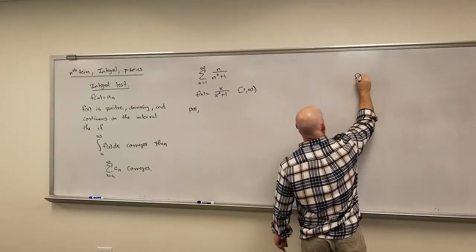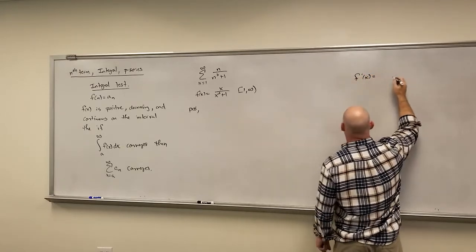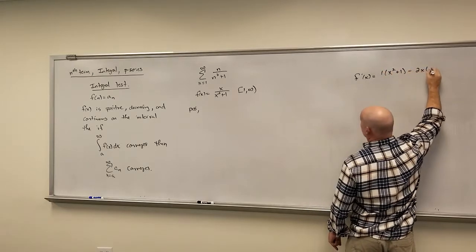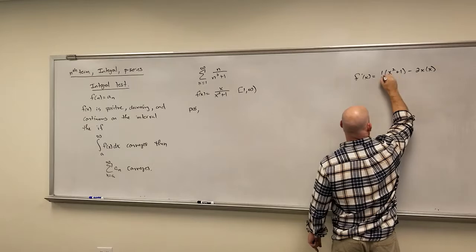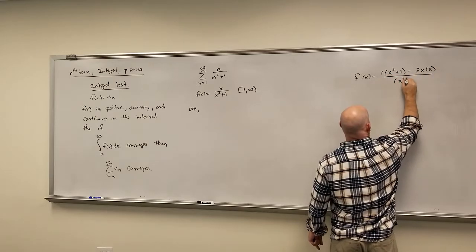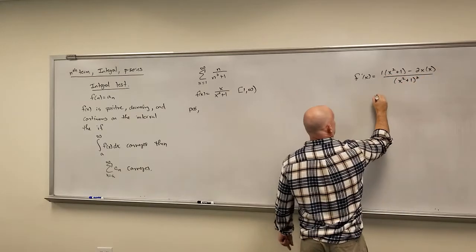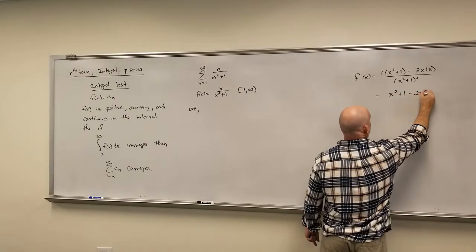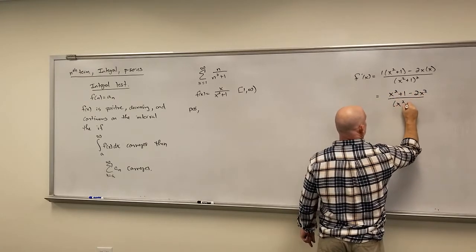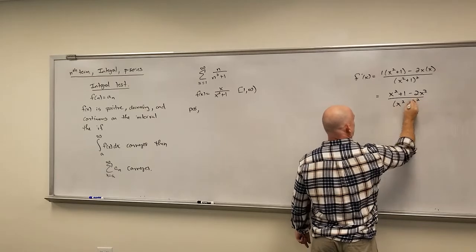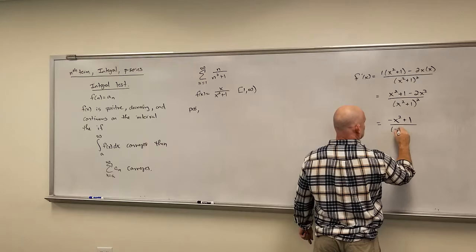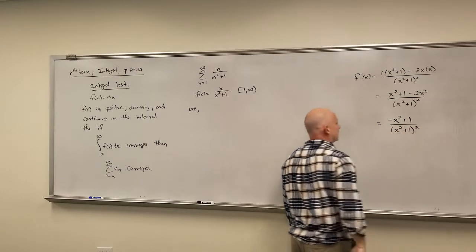So it's going to take just a little bit of work. So f prime of x, we're going to do our quotient rule. The derivative of the top times the bottom minus the derivative of the bottom times the top, all over the bottom squared, which is going to be x squared plus 1 minus 2x squared all over x squared plus 1 squared. So it's negative x squared plus 1 all over x squared plus 1 squared.